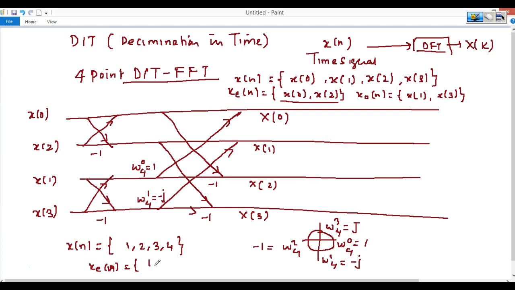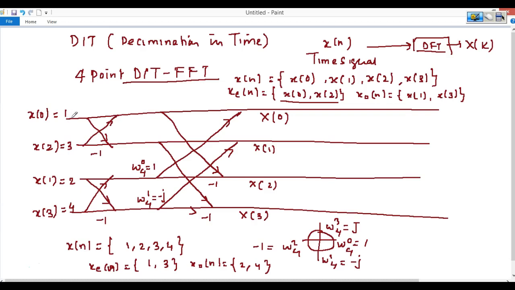This is 1 and 3 is the even number. Odd of n is 2 and 4. So here x of 0 is 1, x of 2 is equal to 3, x of 1 is equal to 2 and x of 3 is equal to 4.